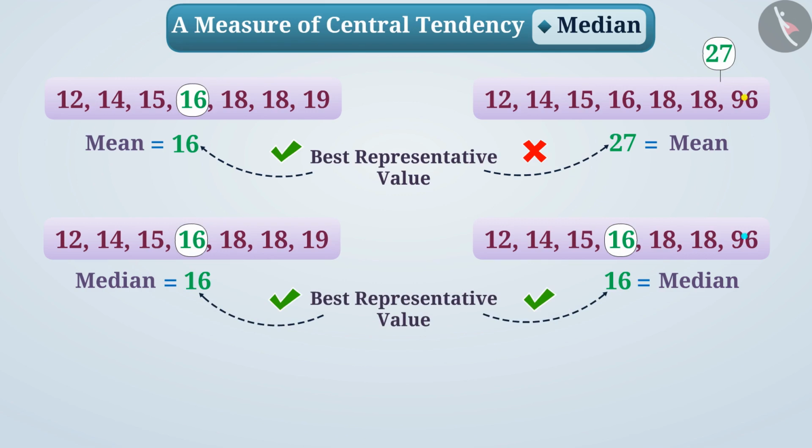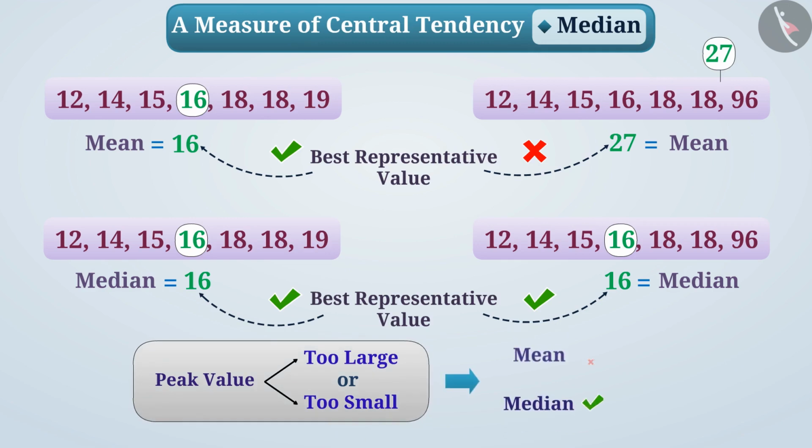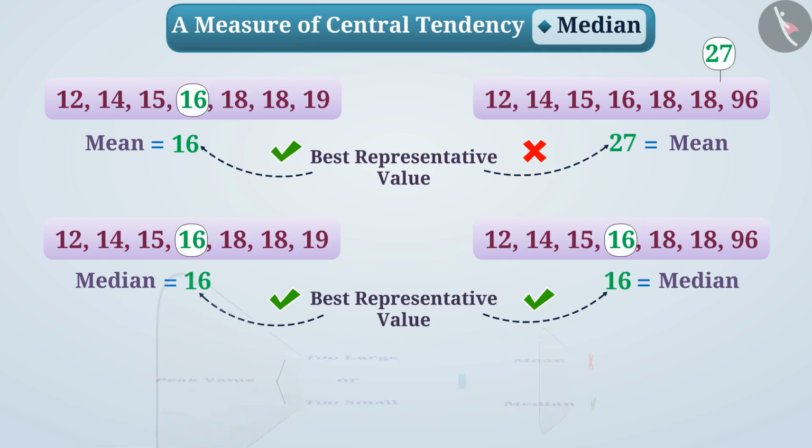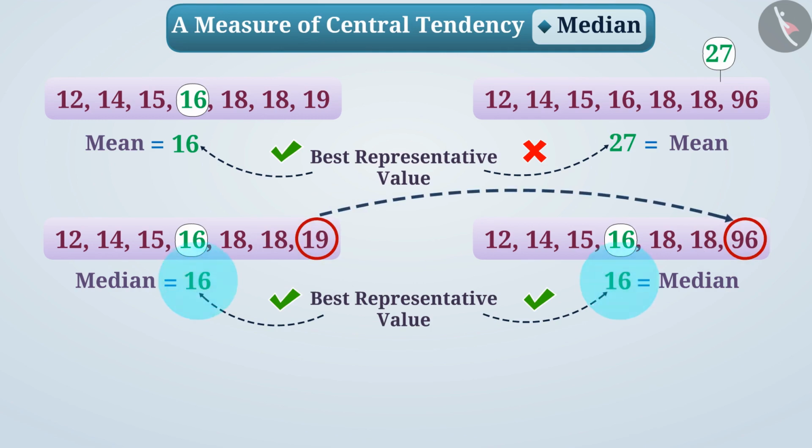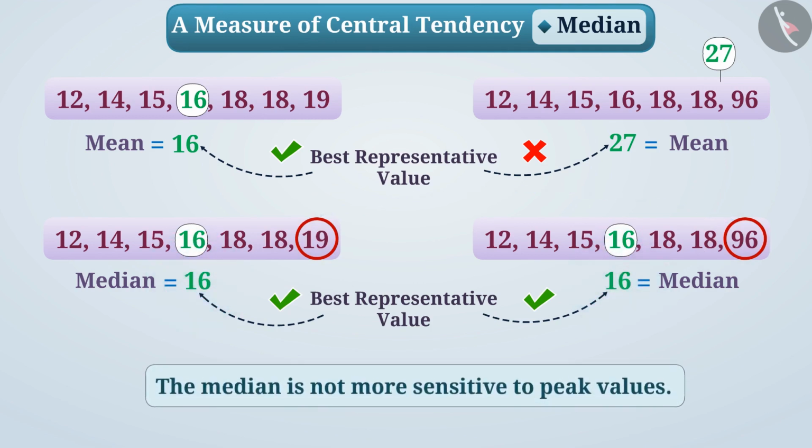In this way, when the peak values in the data are too large or too small, the median is a better choice than the mean. At the same time, by looking at the two groups, we also find that if there is a change in the peak value, it does not affect the median. This means that the median is not sensitive to peak values.